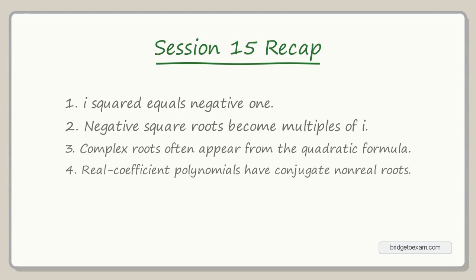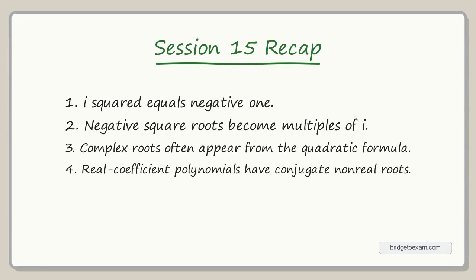Let's recap. i squared equals negative 1. Negative square roots become multiples of i. Complex roots often appear from the quadratic formula. Real coefficient polynomials have conjugate non-real roots.